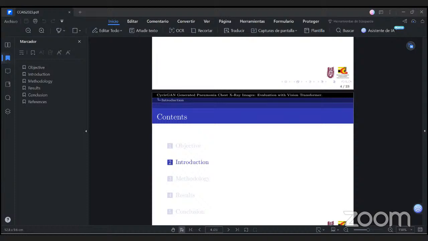Now for the results, which is the important part of this work. These are some of the synthetic generated images from our CycleGAN model. For the CycleGAN training, we trained for 100 epochs for a total of 1,341 synthetic images generated of three classes: general pneumonia, that is in the subset B, the bacterial pneumonia class, and the viral pneumonia class, which is in the subset D.